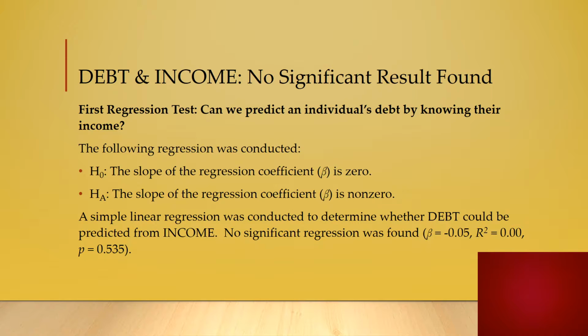A simple linear regression was conducted to determine whether debt could be predicted from income, but no significant regression was found. The value there, a negative 0.05, the R-squared value of 0, and a p-value of 0.535, which is, of course, as we know, not significant.